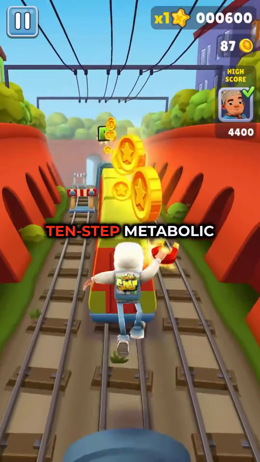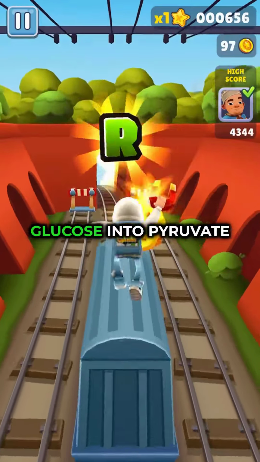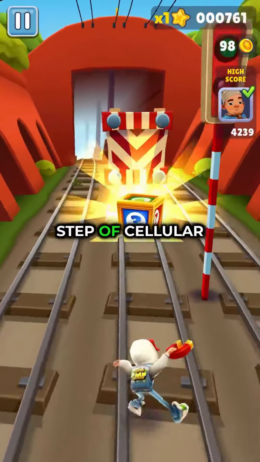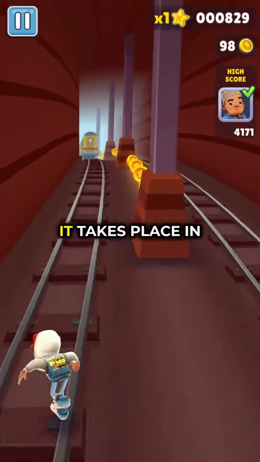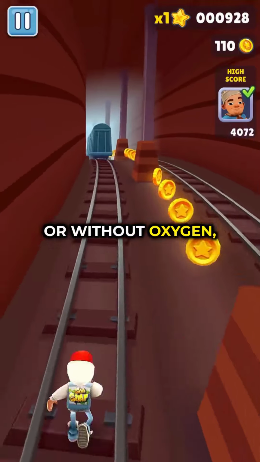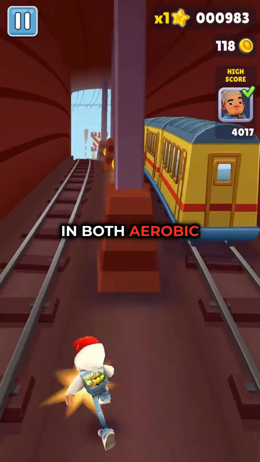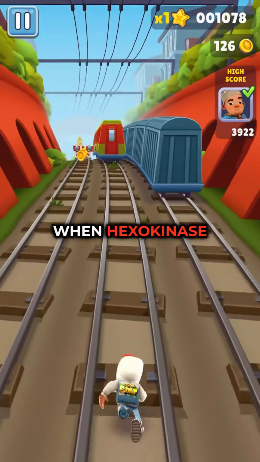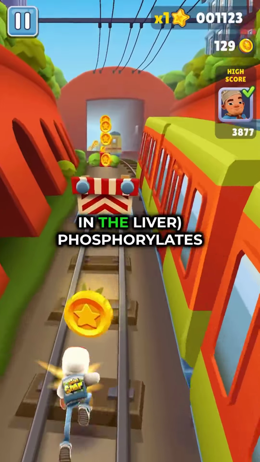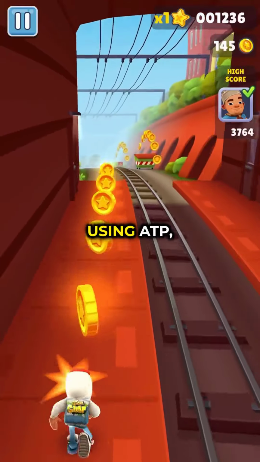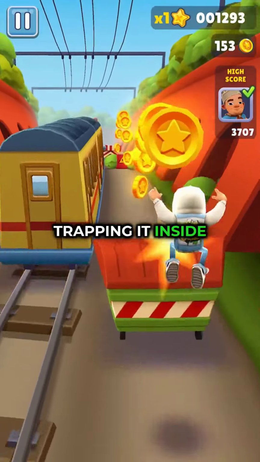Glycolysis is the 10-step metabolic pathway that converts glucose into pyruvate and serves as the universal first step of cellular respiration. It takes place in the cytosol and can function with or without oxygen, making it essential in both aerobic and anaerobic organisms. The pathway begins when hexokinase, or glucokinase in the liver, phosphorylates glucose into glucose 6-phosphate using ATP, trapping it inside the cell.